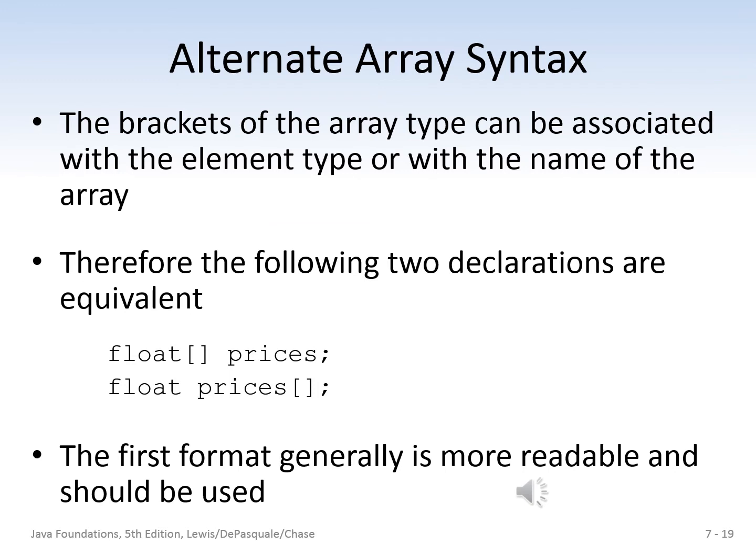Here we have an alternate array syntax. The bracket can be associated with the element type or with the name of the array. So therefore, these two declarations are equivalent. float[] prices, float prices[].